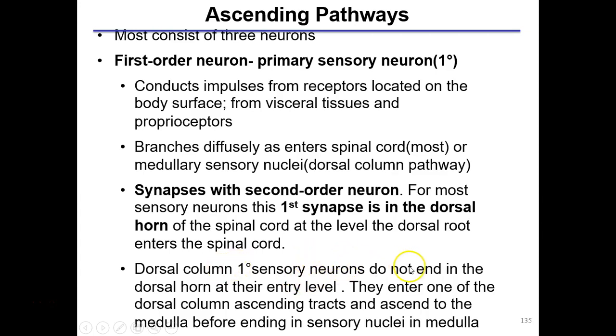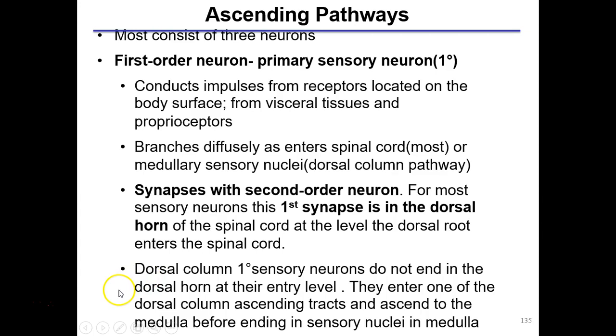While they do make some synaptic connections in the dorsal horn, the fibers do not end there. The main part of their fiber grouping continues and enters the dorsal column ascending tracts, and they ascend all the way up to the level of the medulla before they end in sensory nuclei within the medulla. So these are very long axons, or very long fibers.